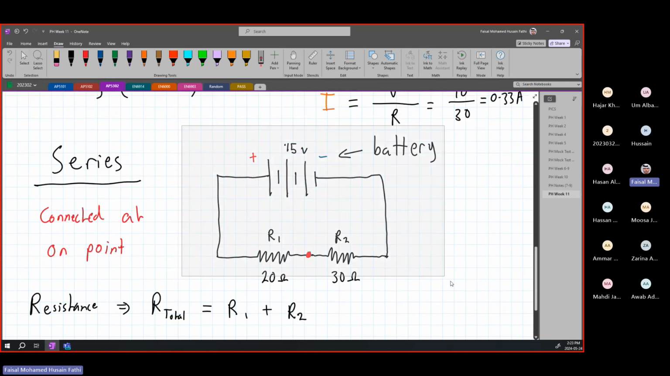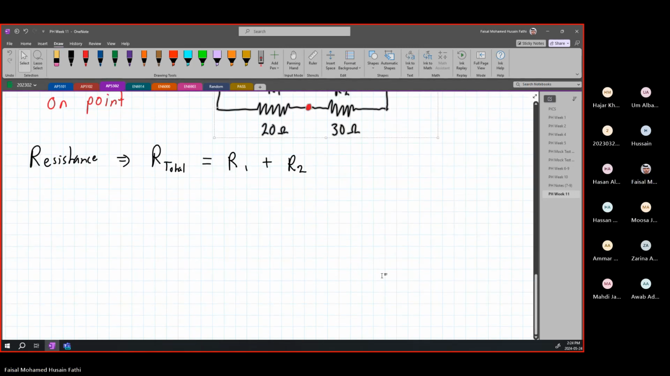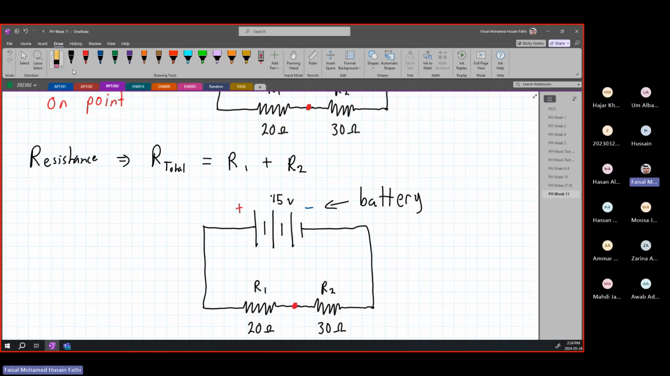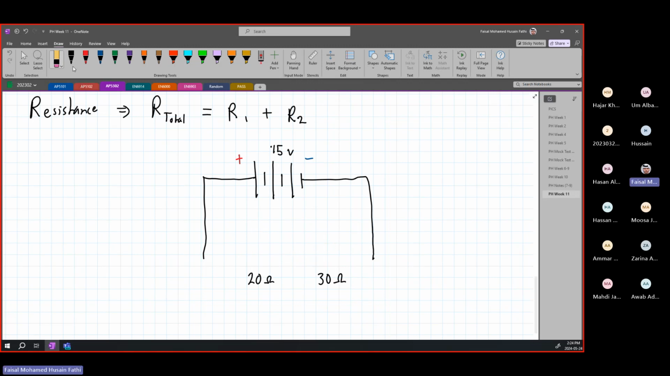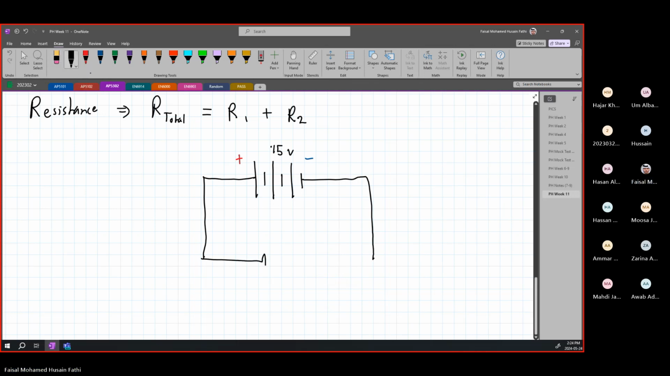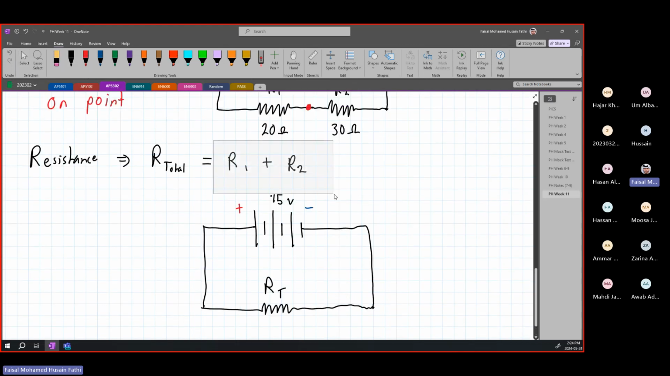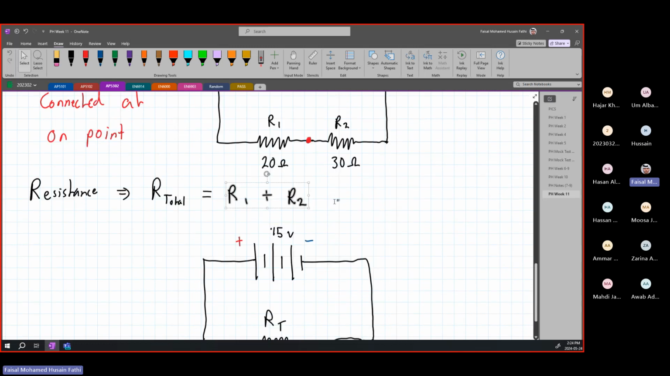So if I want to just copy paste this down here again, the same circuit can be redrawn now. We can remove these two resistors and put one resistor in its place instead of two. And this is going to be our R total. And what is the value of R total? It is equal to R1 plus R2.